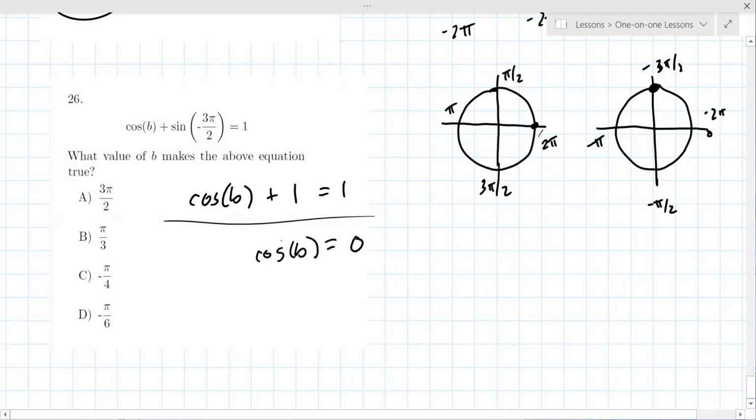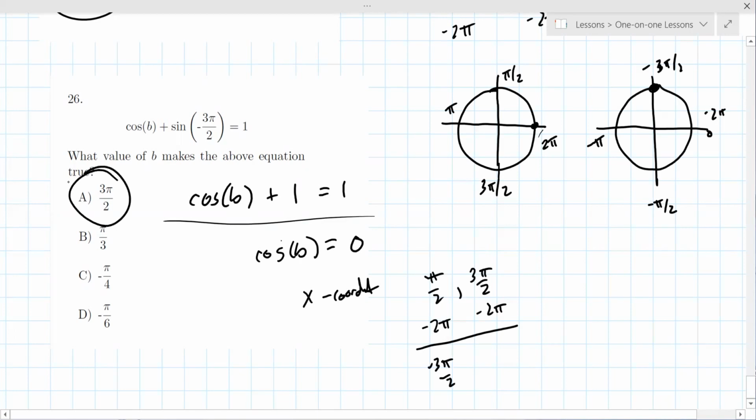Which makes absolutely no sense. Well, it does. If you look, where is the x coordinate on the unit circle? It's either 3 pi over 2 or pi over 2. Or if you subtract 2 pi from both of them, negative 3 pi over 2 or, it's already on there. It's A. It's A. Yeah. All right. Let's do another one here. Doing real good on these. Doing real well.